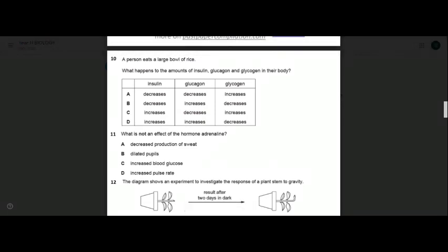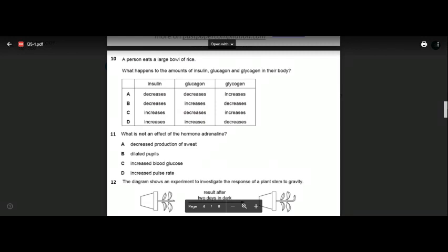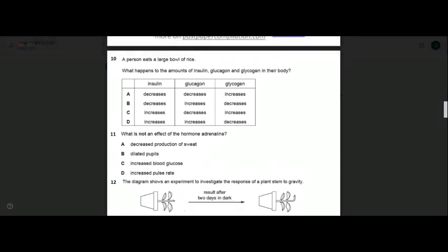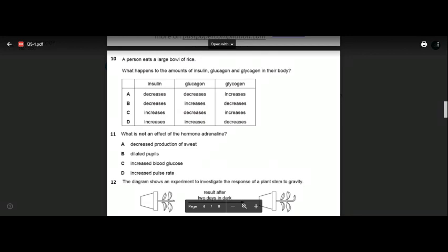Now we know what is happening. Insulin rises. So between C and D, which one is correct? I said glucagon is a hormone that should be less, shouldn't be high, so it decreases. Glycogen is bigger, because the glucose is now converted to glycogen, a bigger insoluble molecule, so it is removed from the bloodstream to lower the glucose level in the blood. So this one increases. The correct answer should be C.